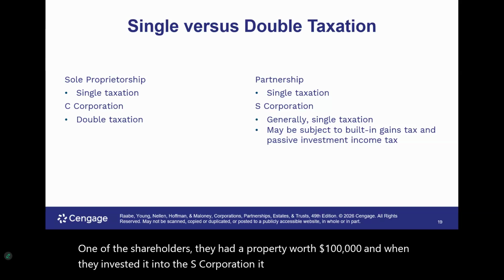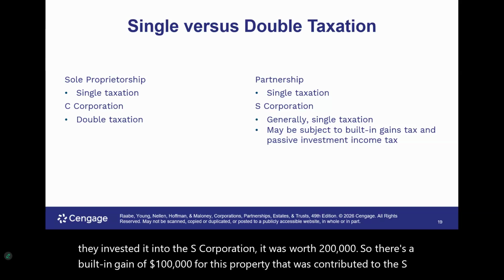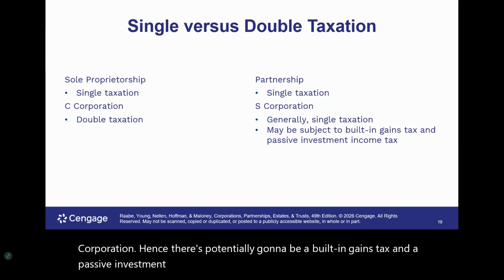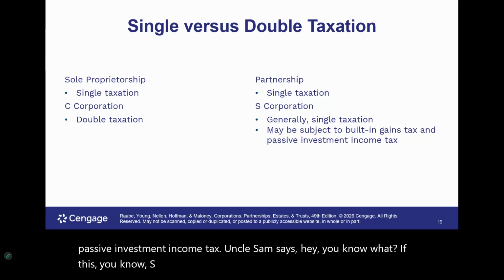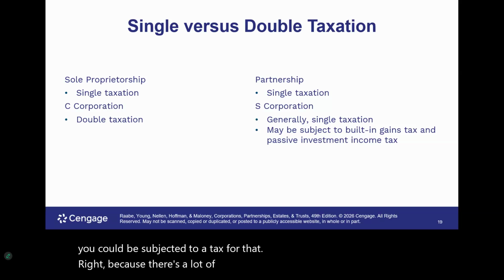So there's a built-in gain of $100,000 for this property that was contributed to the S corporation. Hence, there's potentially going to be a built-in gains tax. And then passive investment income tax, Uncle Sam says, hey, you know what? If this S corporation is making too much passive income, then you could be subjected to a tax for that, right? Because there's a lot of creative ways to take advantage of the tax law.